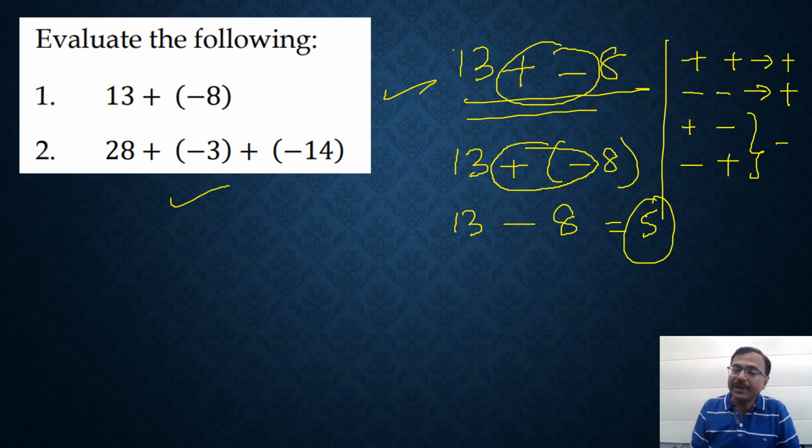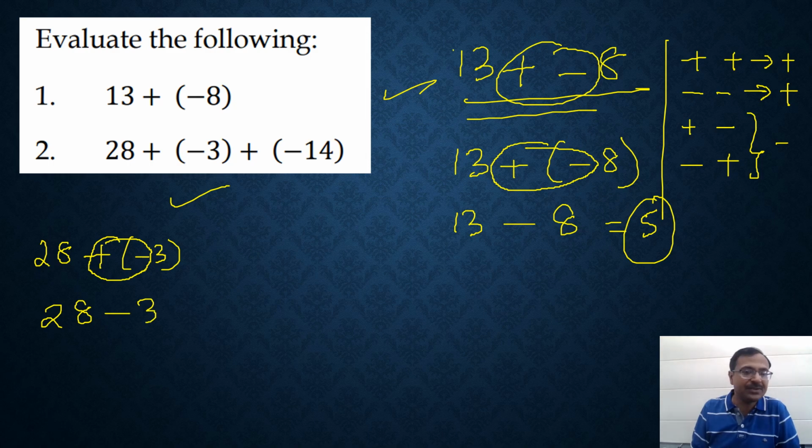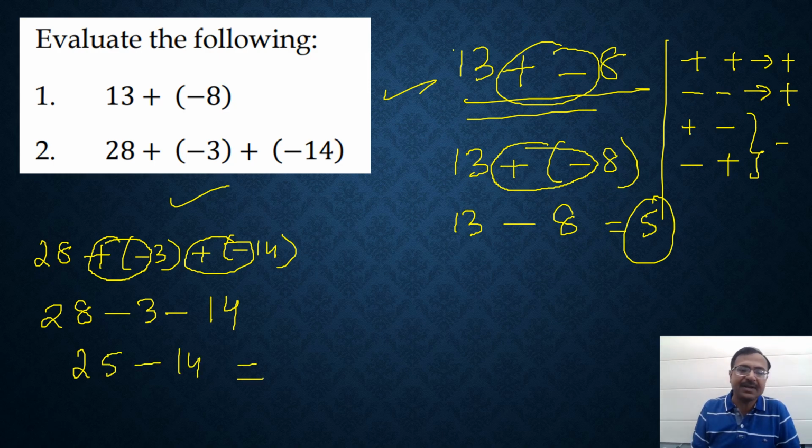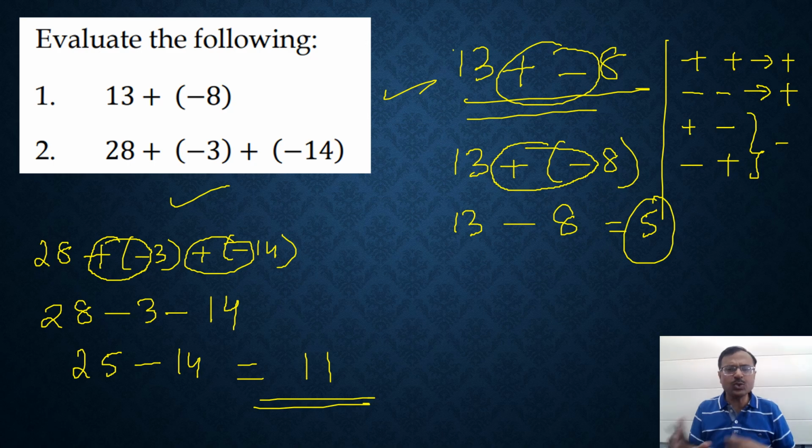Likewise, you can have more than two integers which are being added, like 28 plus minus 3 plus minus 14. If you have a plus and a minus together here, you can remove the bracket by combining the two signs into a single sign. So plus and minus will become minus, and then 3, and then plus and minus again becomes minus and 14. Now 28 minus 3 is 25, and minus 14 gives you 11 as the result. So these two questions were basically to tell you what you will do if you have two signs together.